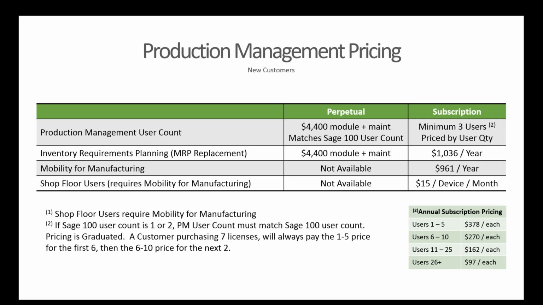The rest of the pricing you can see there. And then again, the pricing is tiered. If they have 10 users, they're still going to pay for 5 users at $378 and then 5 users at $270. So it's not like the Sage 100 user pricing where they just pay the total of whatever bucket they fall into for everybody. We do charge for the first 5, always pays $378. The next 5 always pays $270, and on down the line. So graduated pricing.